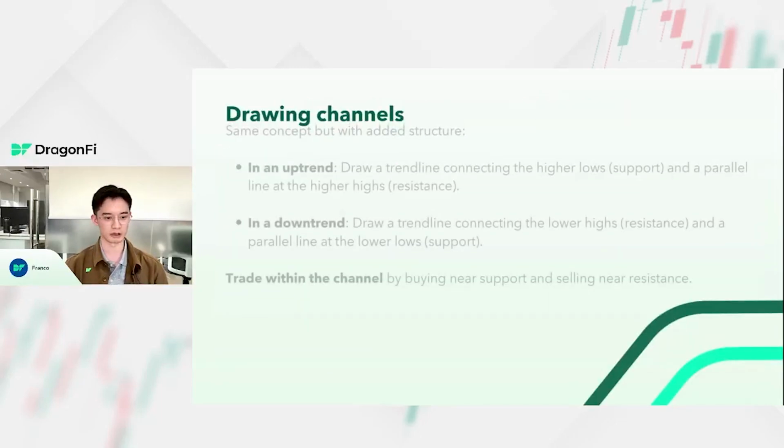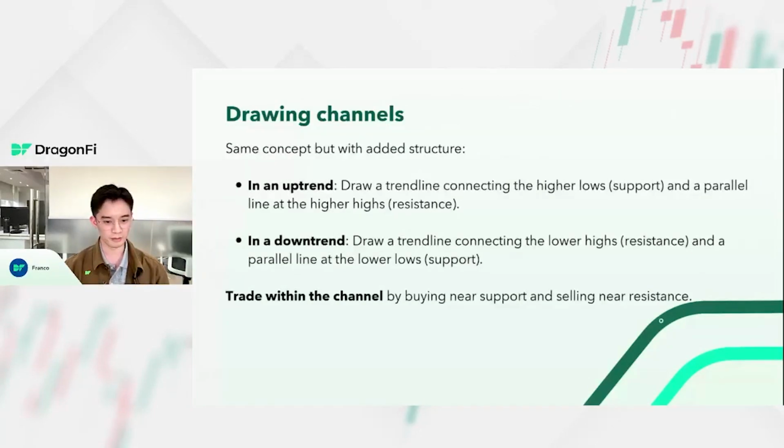So next is drawing channels. It's the same concept, but it adds more structure. Going back to what Jared said, in an uptrend you have higher lows and higher highs, right? So in an uptrend, when you draw a trend line, you want to connect the higher lows, the support, and then draw a parallel line connecting the higher highs, which act as resistance. Now, the opposite of that is a downtrend. It's the same concept, but the opposite. Since it's going down, you want to draw a trend line connecting the lower highs, which act as resistance, and a parallel line connecting the lower lows, which will act as support.